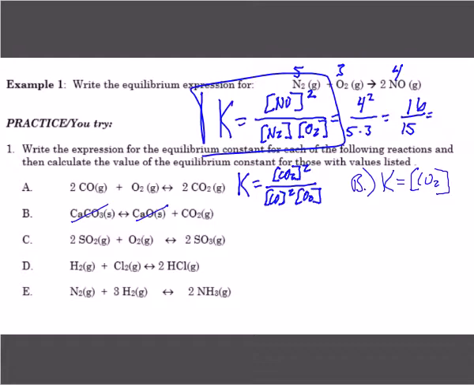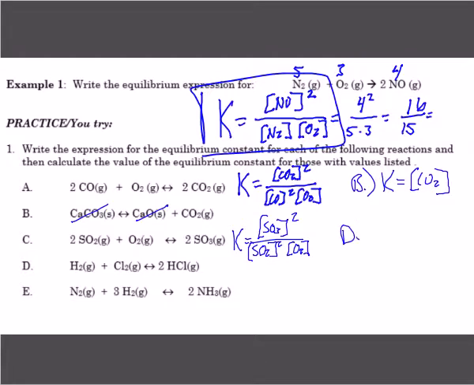Letter C, are they all going to be included there? Absolutely, they're all gases. So K equals SO3 squared divided by SO2 concentration. Make sure you have the brackets. What do brackets mean or symbolize? Concentration, okay? We've talked about that, so make sure you remember that.